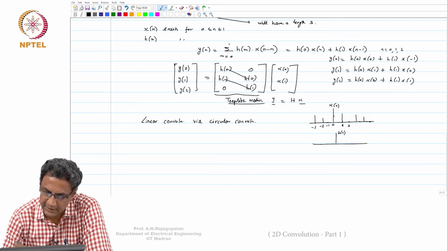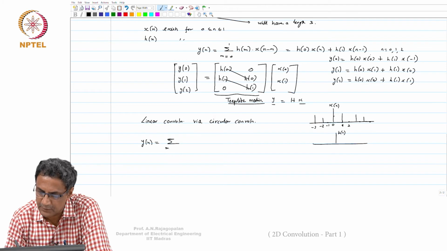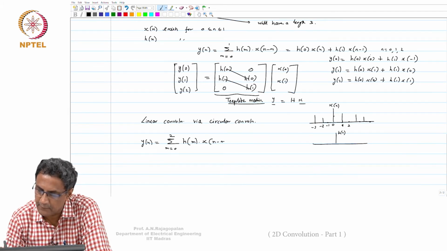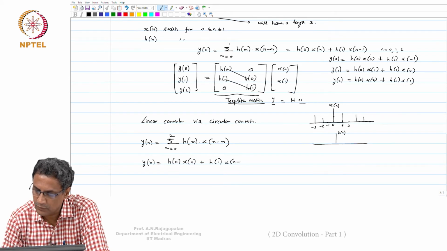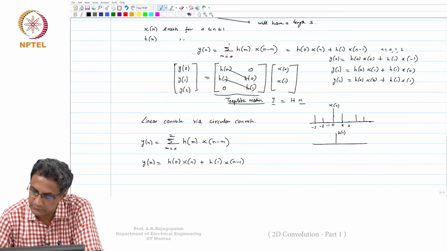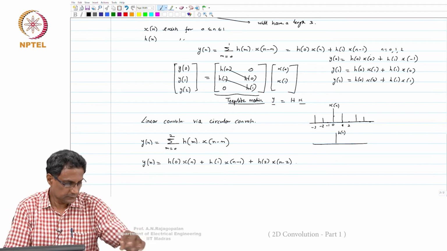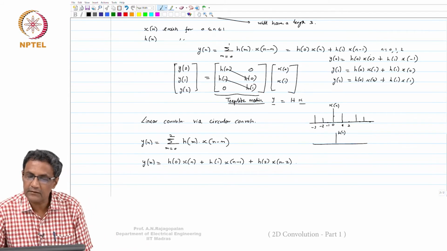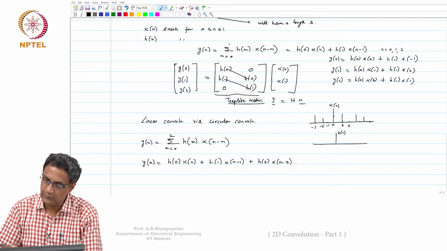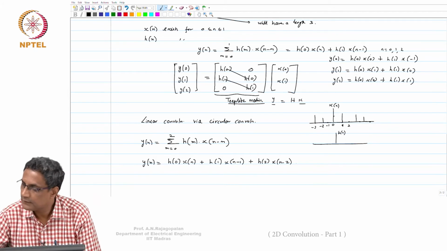Now, given this, if you want to implement through a circular convolution, we can write y[n] as the sum over m equal to 0 to 2 of h[m] x[n minus m]. Let me just expand it in terms of n. So y[n] is equal to h0 x[n] plus h1 x[n minus 1] plus h2 x[n minus 2]. It doesn't matter, last time I took h only. All right, let us now expand this, we will write it on the next page.